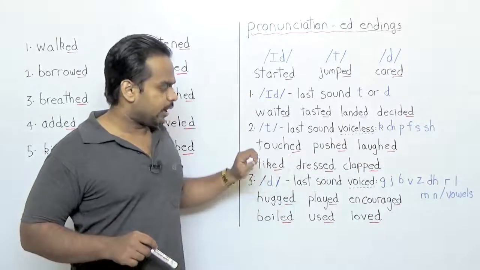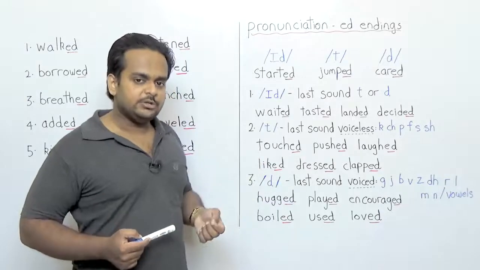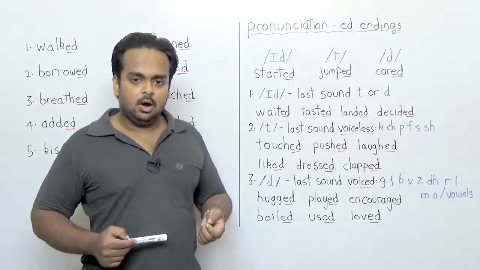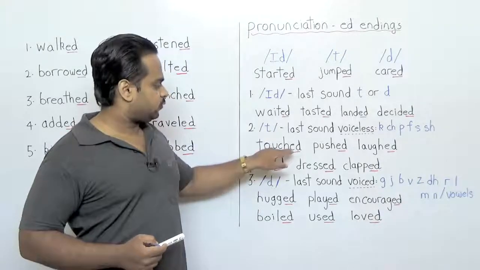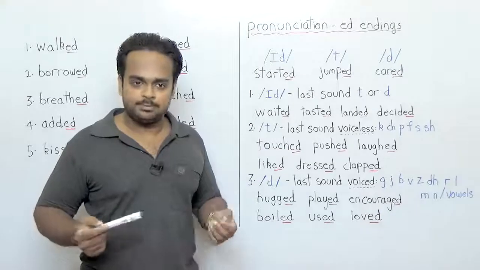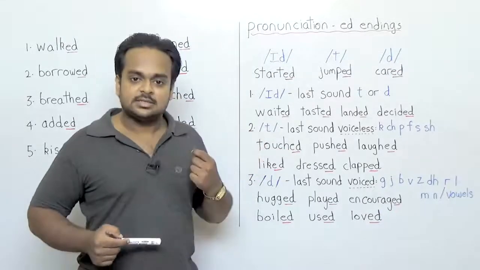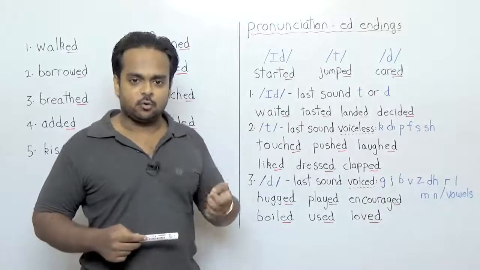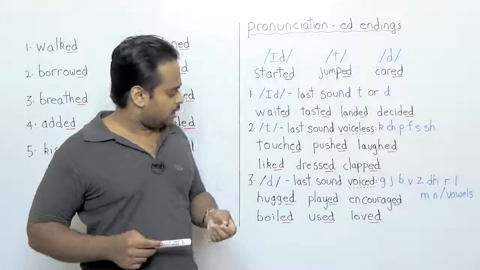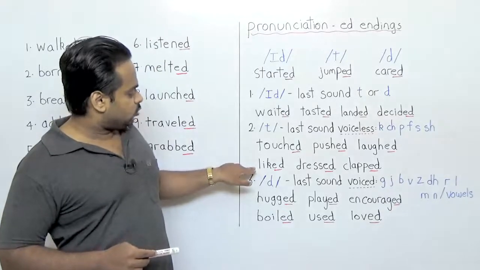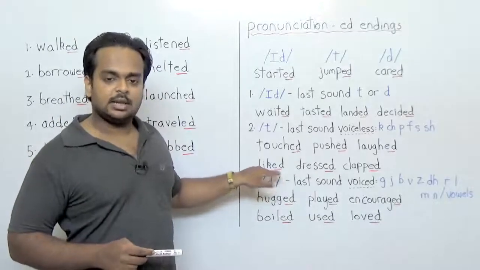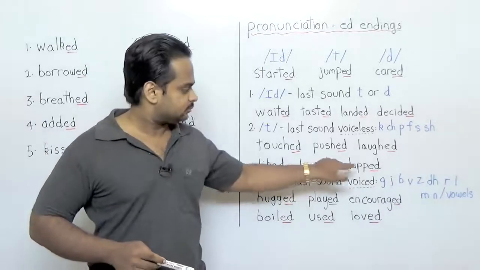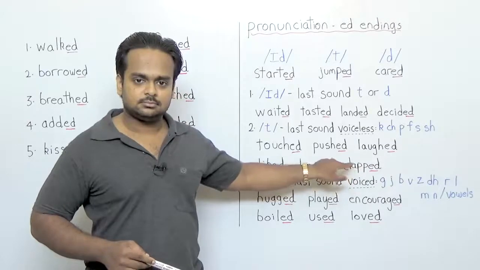Now before we move on, I want to ask you a question. Why do we do this? If the last sound is unvoiced or voiceless, why do we say t for the ed ending? Well, it's simply because the t sound, t, is also a voiceless sound. So it makes it easier for us to say the ed ending. All right, so in the second row, liked, dressed, clapped.